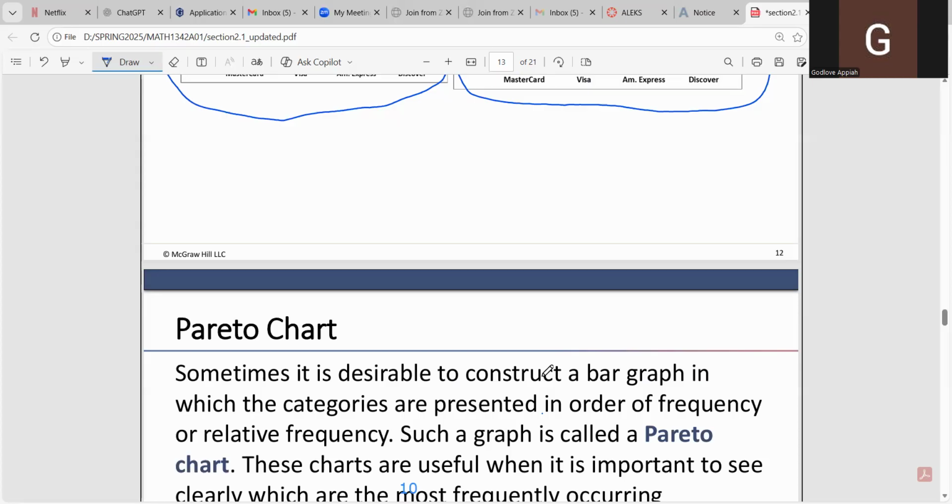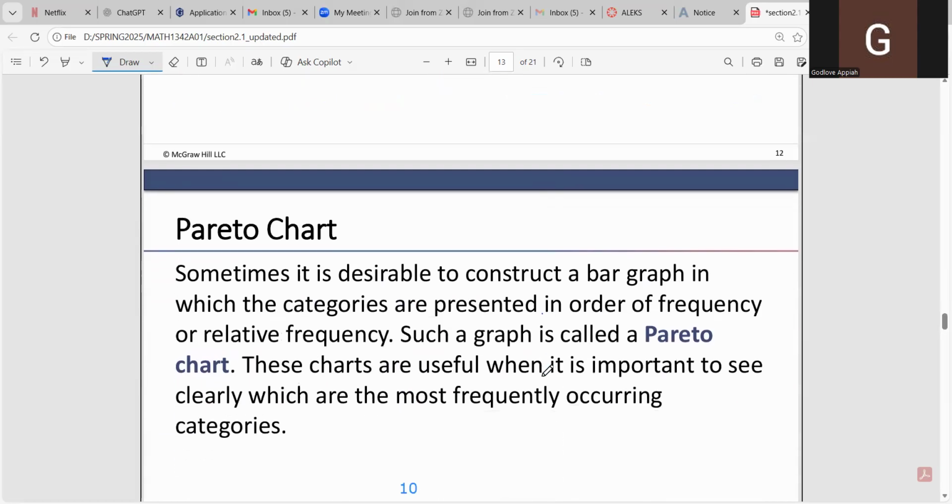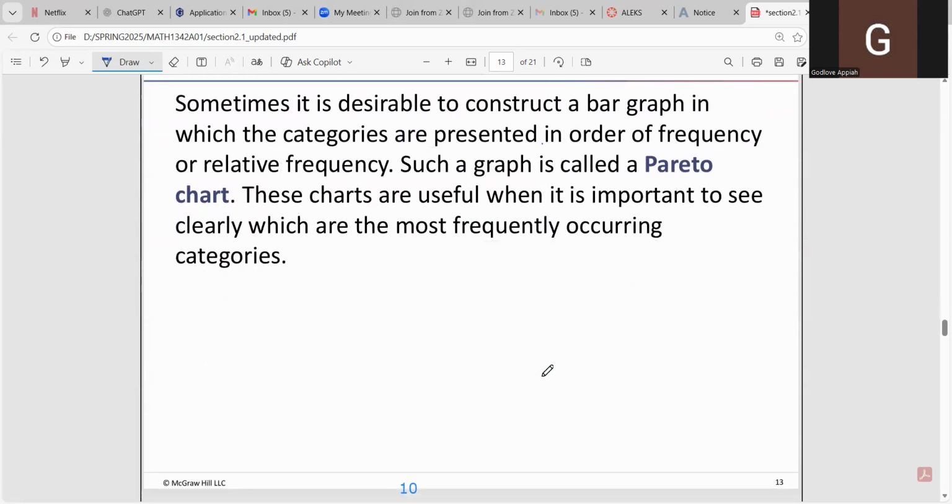With that being said, let's see if we can construct a Pareto chart for the credit card data set. I'm going to construct both the frequency and the relative frequency Pareto chart for this data set. I'm going to have on the side here the relative frequency distribution of the data. The first column is the credit cards, the second column is the frequency, and the third column would be the relative frequency.